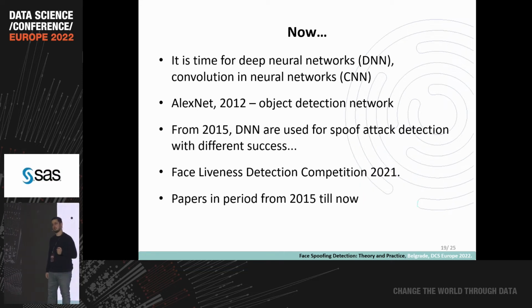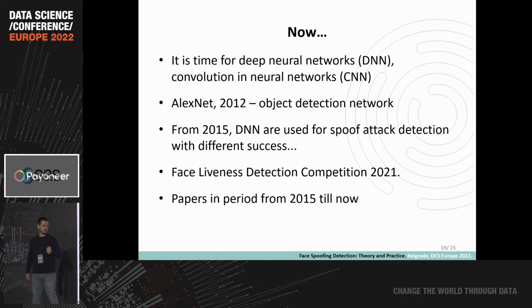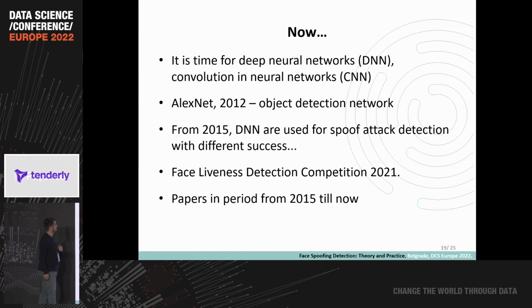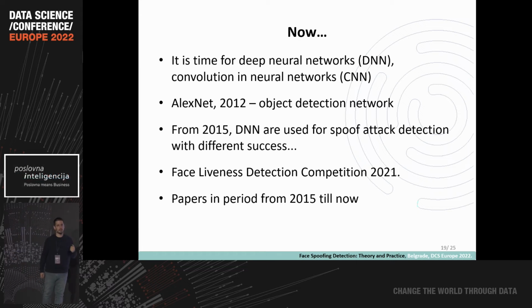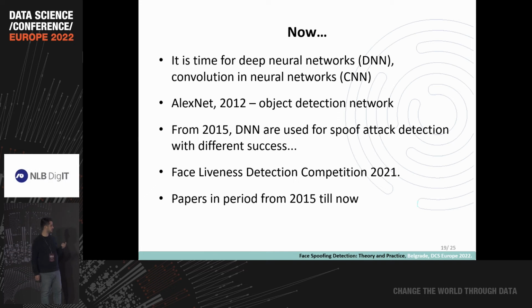But we are certainly living in a time of deep learning. So deep neural networks, especially convolutional neural networks, are also used for this problem in the period from 2015 till now. But the first results, when the authors used DNNs, were rather bad. In fact, LBP approaches were shown to be better than the first DNNs.